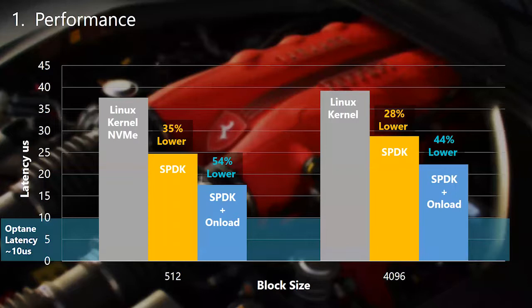But then we ran our kernel bypass acceleration technology along with SPDK. From the kernel solution all the way down to our onload and SPDK solution, there was a 54% lower latency using that technology. We provided this information at the Flash Memory Summit back in August.